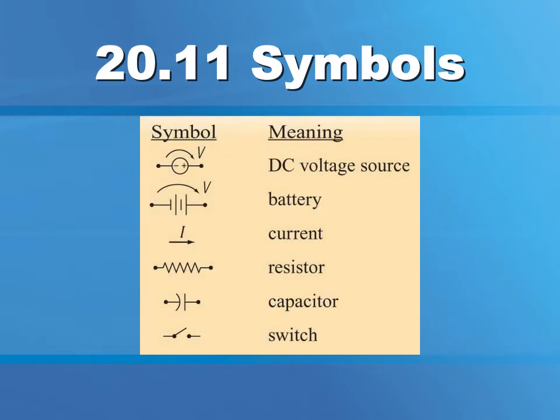Okay, they do include some symbols here that are useful for you to know. A DC voltage source, we don't use that symbol very often. We use a battery symbol quite often. I stands for current. That little wiggly thing is a resistor. We're going to talk a lot about resistors.